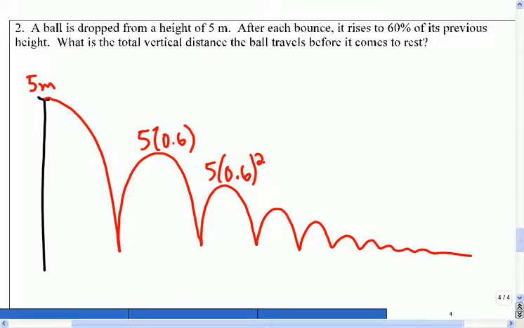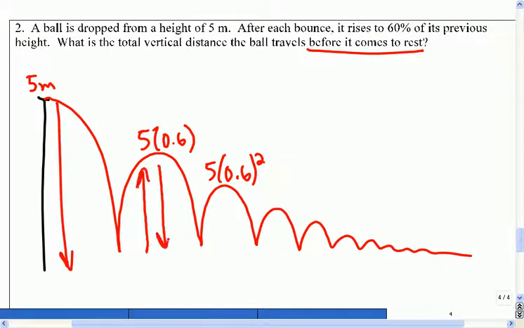What's the total vertical distance before it comes to rest? So before it comes to rest, again, this means we're waiting for that ball to bounce an infinite number of times. We want to add up all these little heights. Okay? We fall, rise, fall, rise, fall. So the only time that I don't end up with both is the first time.